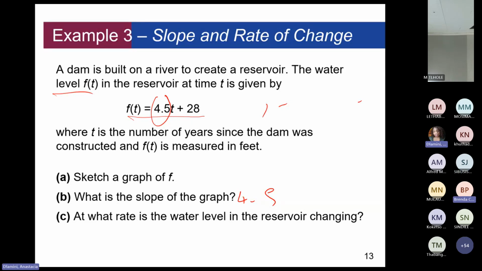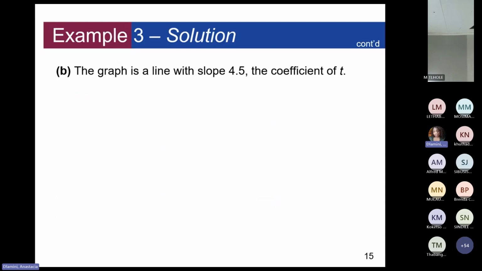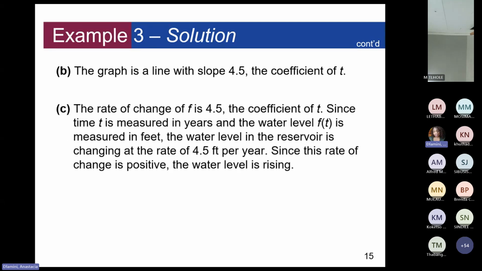Yes, ma'am. Because we said the rate of change is the slope. So if they ask you what rate is, do you see they're asking it in a different way. In the exam, I might ask you in a different way. They're not drawing a graph and saying find the slope. Now they're asking about the rate of change. So the graph is a line with slope 4.5, that is the coefficient of T. So they're saying the rate of change of F is 4.5, the coefficient of T.